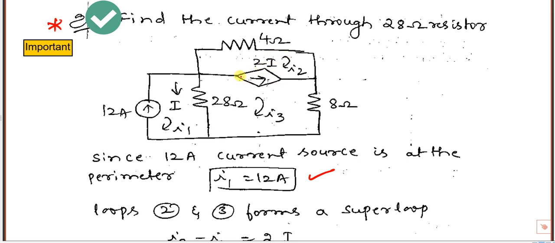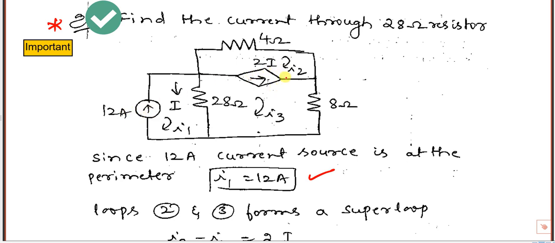This is a dependent current source. The diamond symbol indicates it is a dependent source. The arrow mark indicates it is a current source. So there is a current source between these two meshes. So we cannot apply KVL for mesh 2, I cannot apply KVL for mesh 3, and even I cannot apply it for mesh 1. But I can write I1 is equal to 12 amps because it is at the edge.